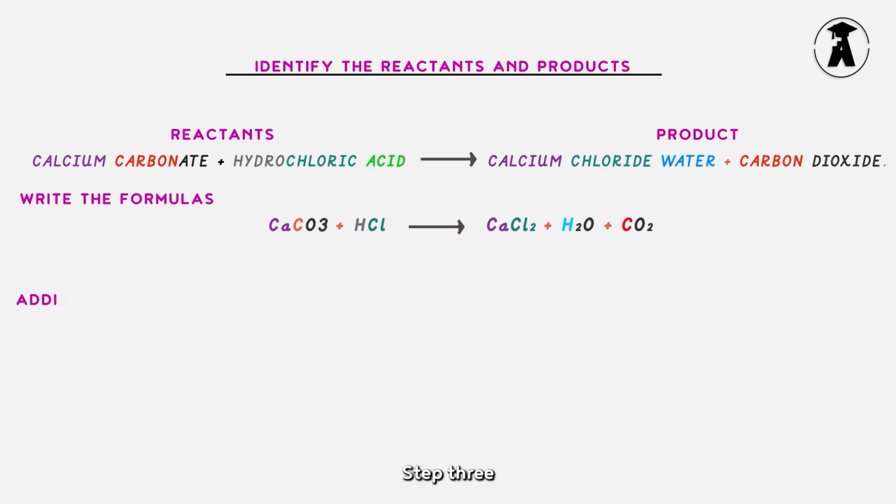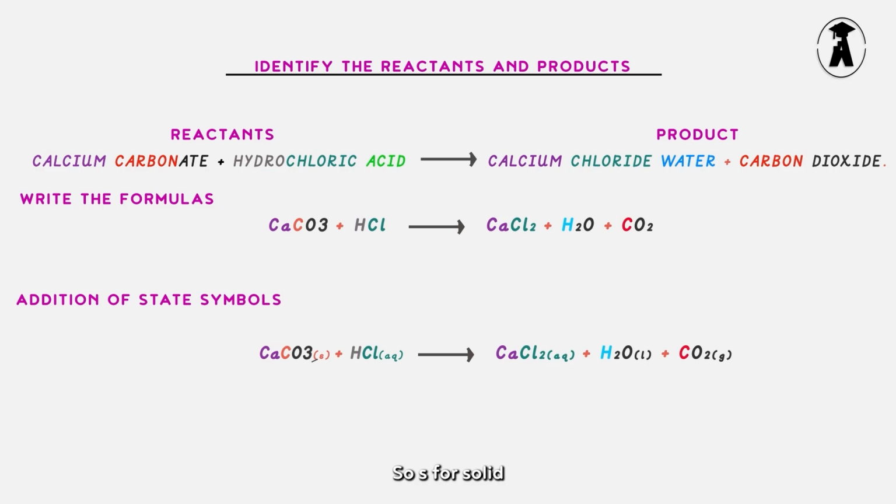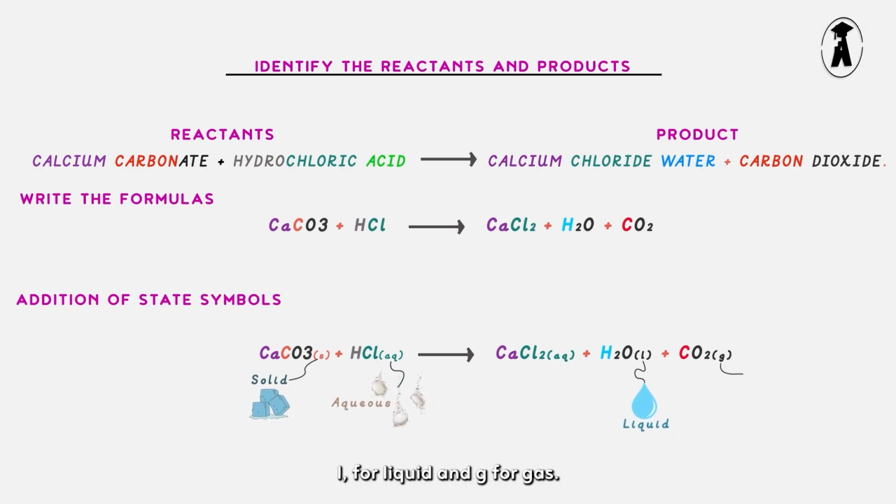Step 3. Addition of state symbols. Now let's add something extra to our chemical equations, state symbols. Why? Because state symbols don't just tell us what substances are reacting, they tell us how they exist during the reaction. So (s) for solid, (aq) for aqueous, (l) for liquid, and (g) for gas. These symbols are always written in brackets right after the chemical formula.